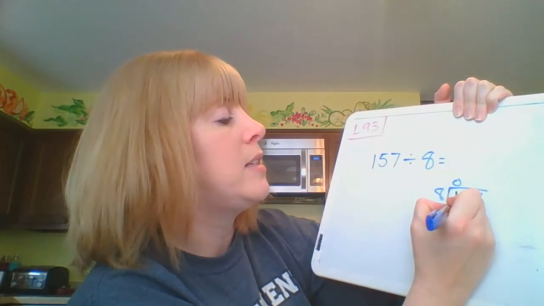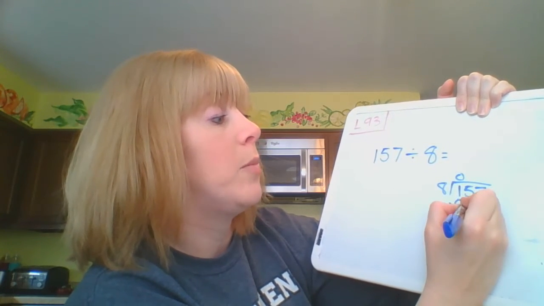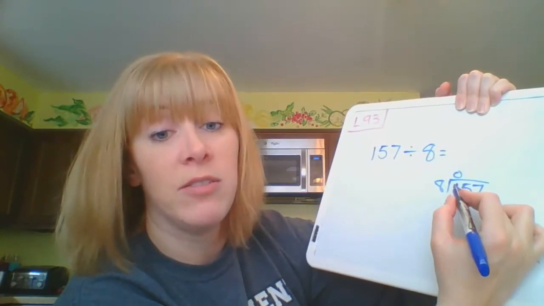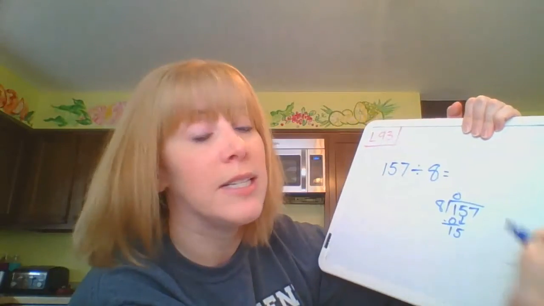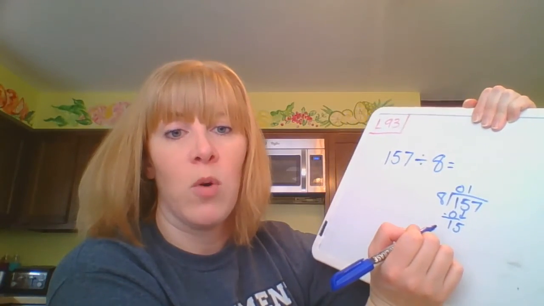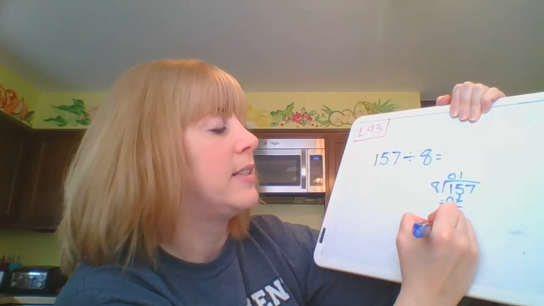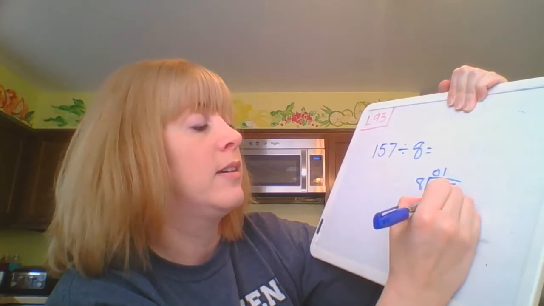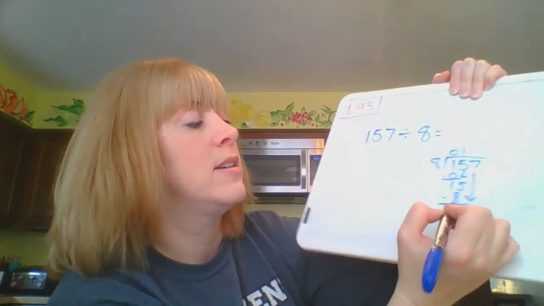So 0 times 8 is 0. 1 minus 0 is 1. I'm going to bring down my 5, so I've got 15 now divided by 8. 8 can only go into 15 one time. It's so close to 16, but it's not there yet. So I'm going to put a 1 in my quotient above the 5. 1 times 8 is 8, identity property. 15 minus 8 is 7. Now I'm going to bring down the 7.